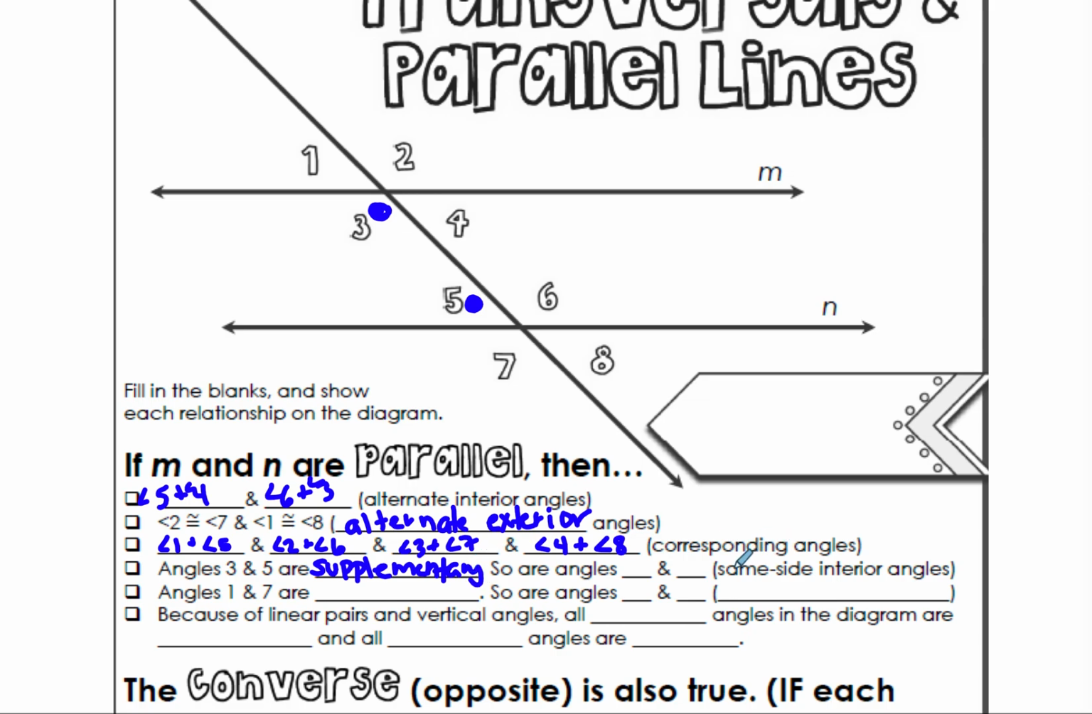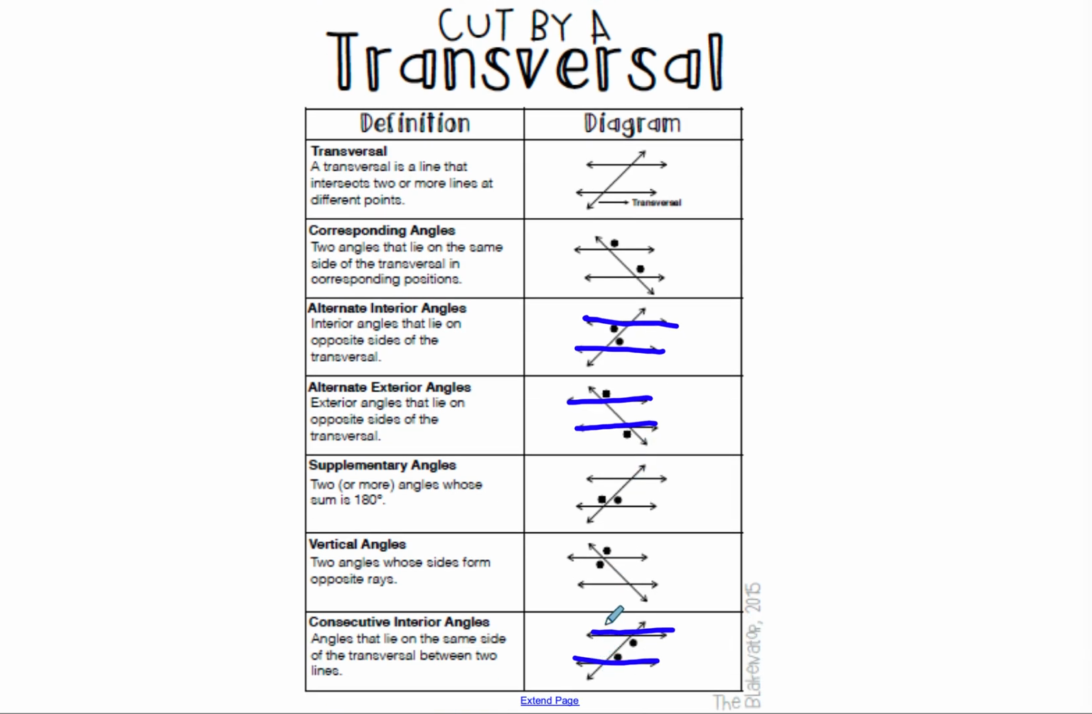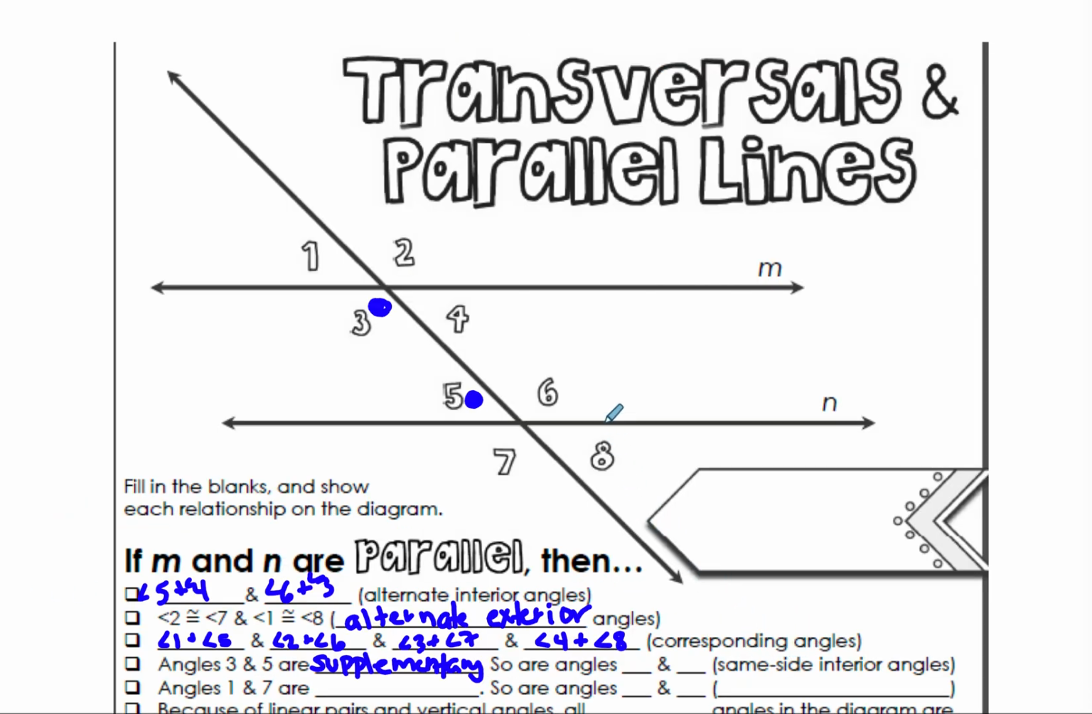They're supplementary because they're the same side interior. Remember how I said sometimes instead they say consecutive? Where is it? Oh, it's down here. No wonder I can't say it. Consecutive interior angles, and I said sometimes that's same side interior. That's what they say here, same side interior. So these two are consecutive interior.